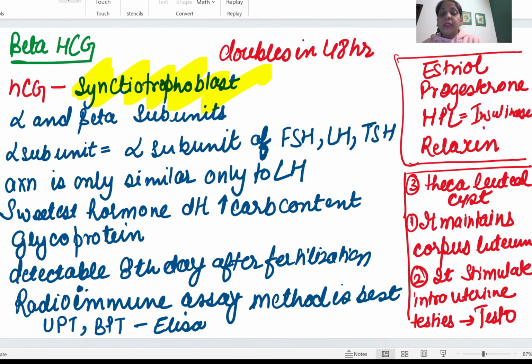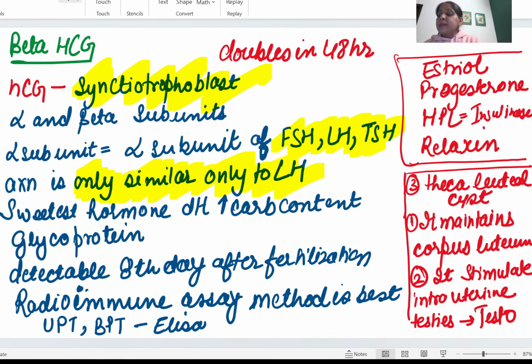The alpha subunit is similar to the alpha subunit of FSH, LH and TSH. So the structure of the HCG alpha subunit is similar to the alpha subunit of FSH, LH and TSH. And as for its action, the action of beta HCG is only similar, I have written, only similar to LH.